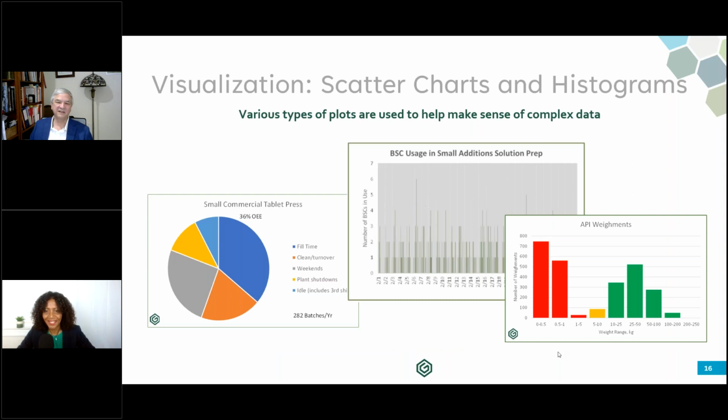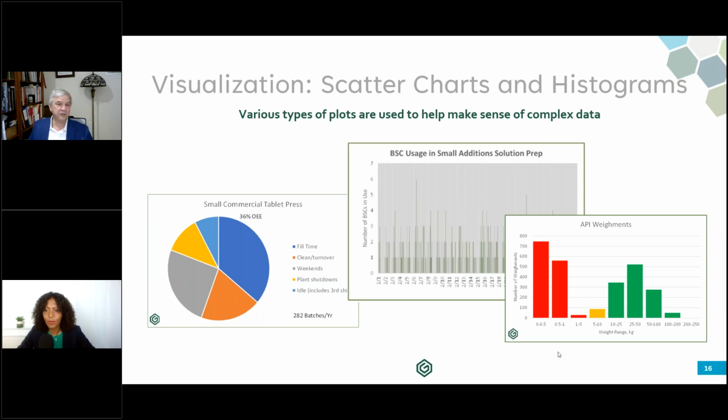What's the question? Okay, so the question was, could you show us again the multicolor histogram slide, please, in a little more detail about it? So in a histogram, what you're looking at are the frequencies in different ranges. This one is API Weighments.